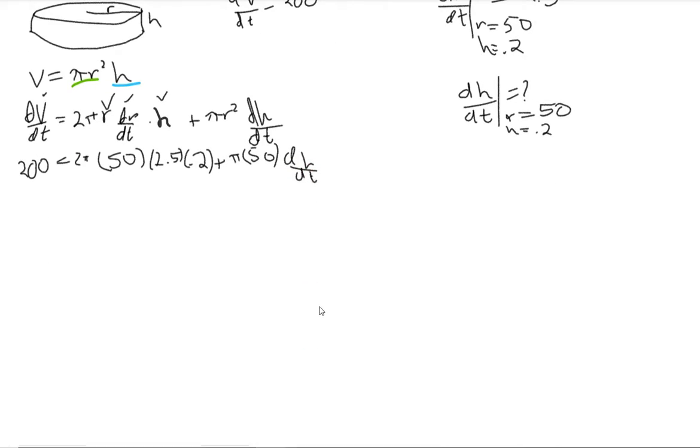Okay. So now we're going to have to work out some math here. This all reduces into, let's try 200 first. 200, that's all going to equal 50 pi plus, this is squared. I forgot to square the radius here. Sorry about that. 50 squared is just 2500. Pi times dh/dt.